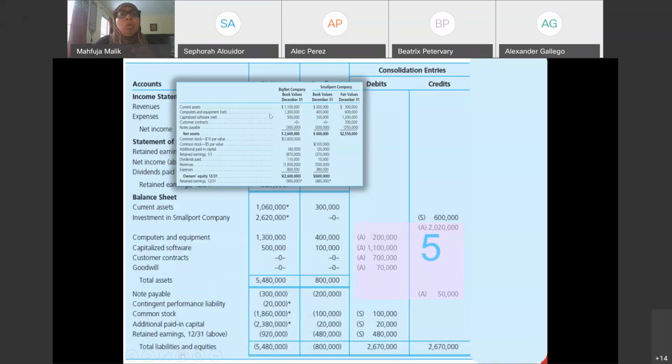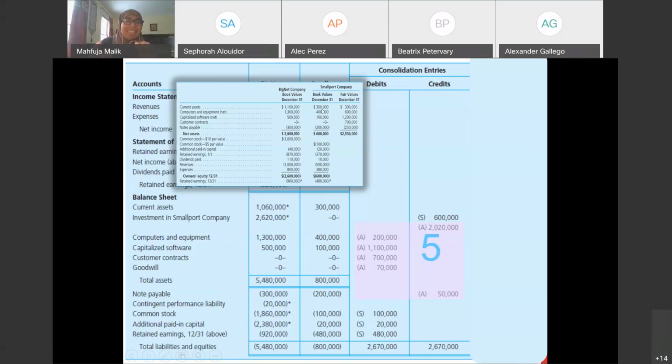Look at that. Pick one asset, for example, Small Port. Look at computers and equipment. Their book value is 400,000, but their fair value is 600,000, isn't it? This is Small Port, the subsidiary. I'm showing you book versus fair. But when you plugged in the numbers, you plugged in as per the book value. So all those numbers are book. But our goal is to show the fair value. So we need to do our second consolidation entry to convert their book value to fair value.